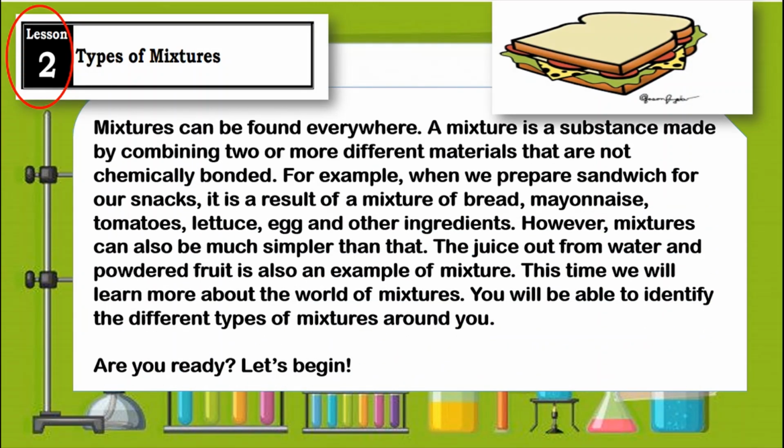Okay. So mixtures can be found everywhere. A mixture is a substance made by combining two or more different materials that are not chemically bonded.